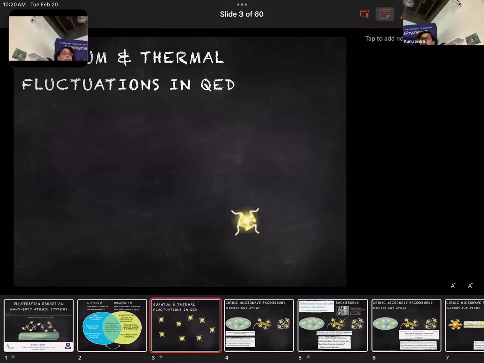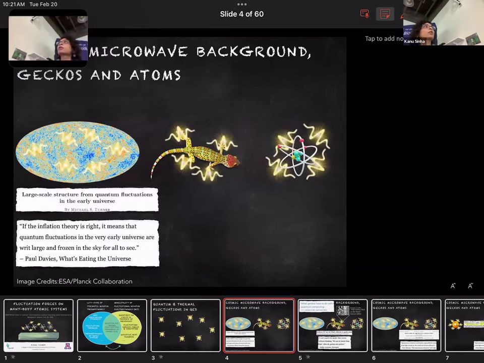quantum fluctuations and thermal fluctuations are an essential part of QED. So even when there's nothing in QED, it's not nothing. You have virtual photons popping in and out of existence all over the place. And if you have the electromagnetic field at a finite temperature, these are not just virtual photons, but also thermal photons, which are real in some sense. These quantum fluctuation phenomena span a pretty broad range of physical effects, all the way from the size of the universe down to the atomic scale.